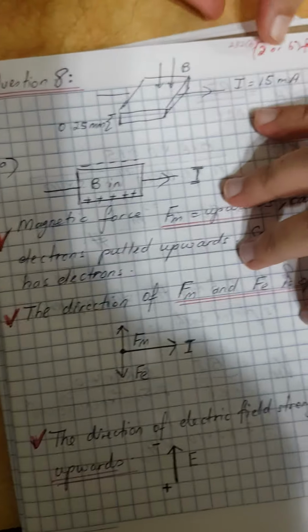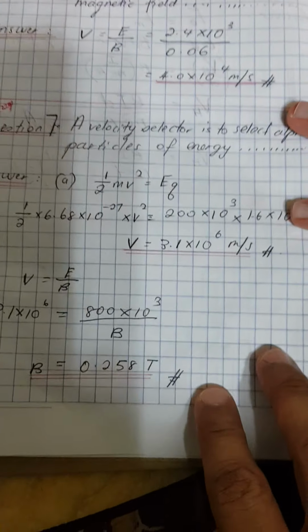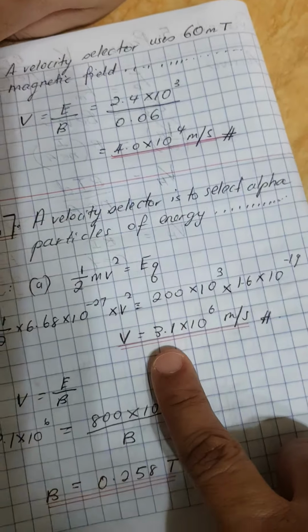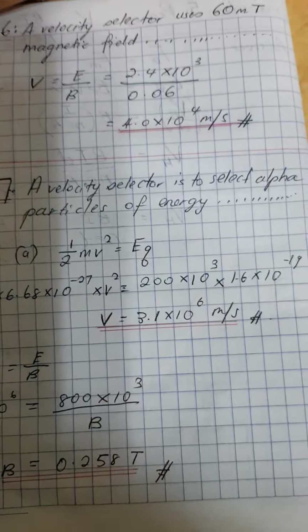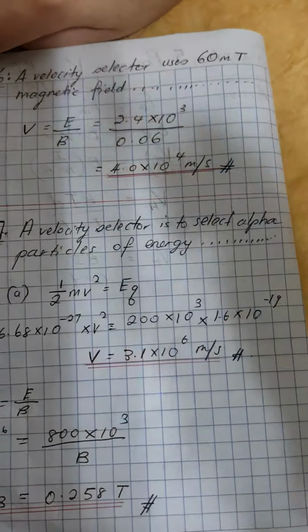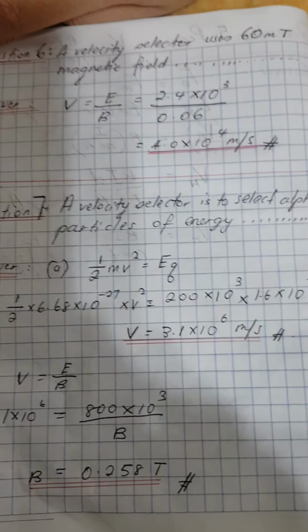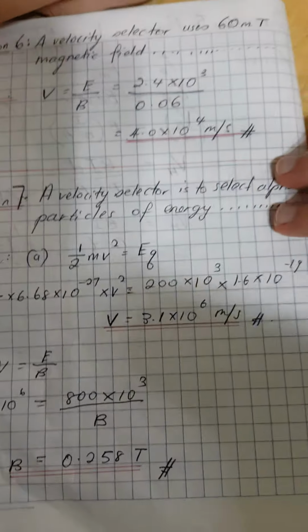Okay, next one, question number 2. In my book it is 2, but I think all of you have this one. If you look at the second one, a velocity selector is to select alpha particles of energy 200 keV from a beam. And it has two parts. A: what is the velocity? It's given to you the energy.